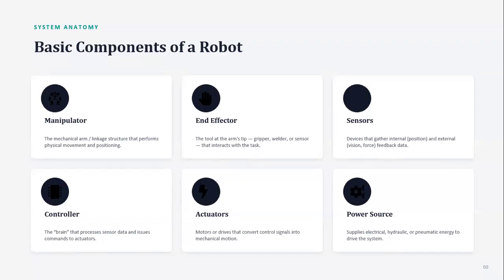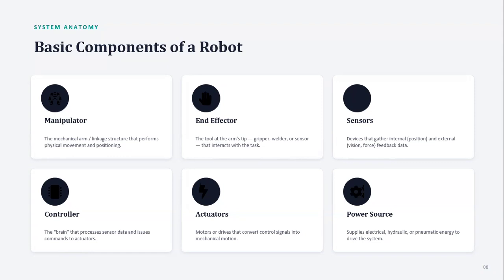Next comes the basic components of a robot. Every robotic system comprises several essential components. The manipulator forms the mechanical arm. The end effector performs the actual work, such as gripping, welding, or painting.